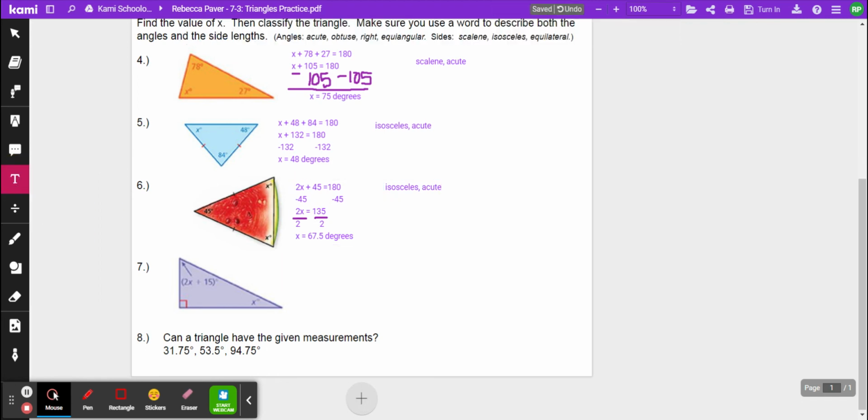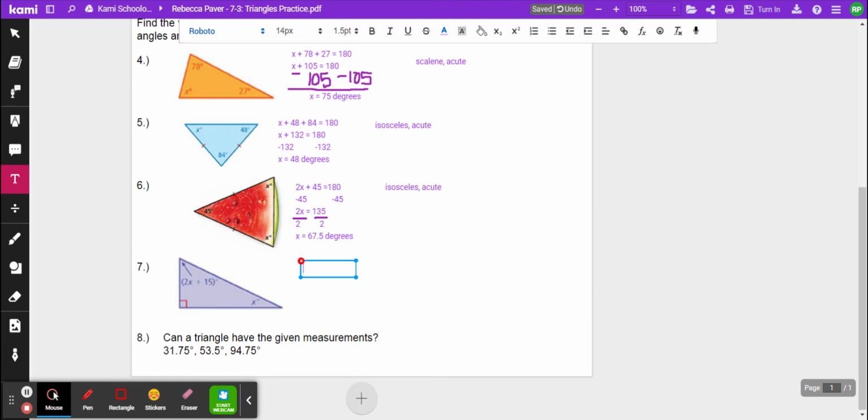For number 7, we have one angle that is listed as 2x plus 15, one angle that's listed as x, and then one angle that has the box in the corner, so I know that that's 90 degrees. So the equation we would set up would be x plus 2x plus 15 plus 90 equals 180. Remember, we want to combine like terms first. So 1x plus 2x is 3x, plus 90 plus 15, which is 105. All of that is equal to 180.